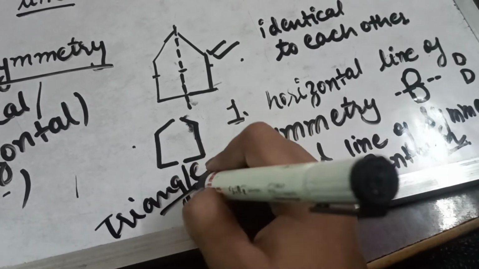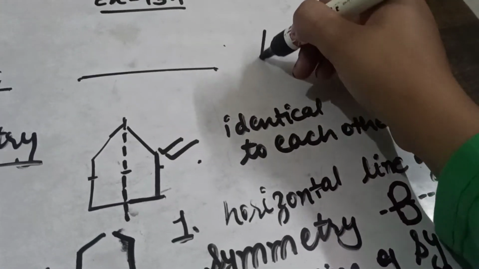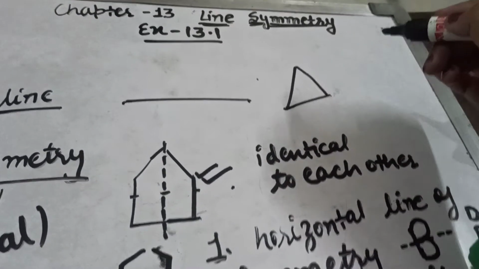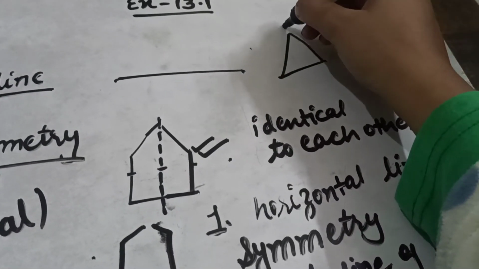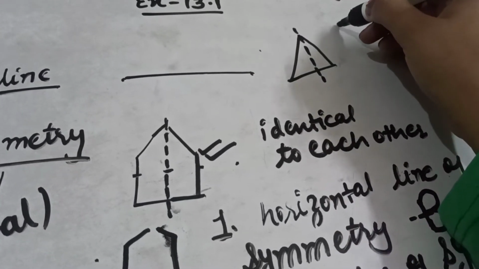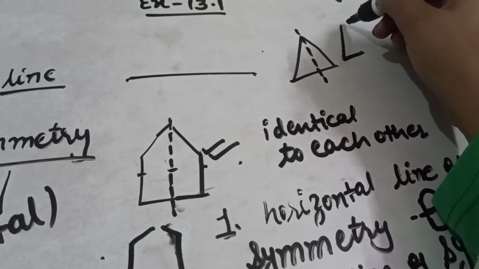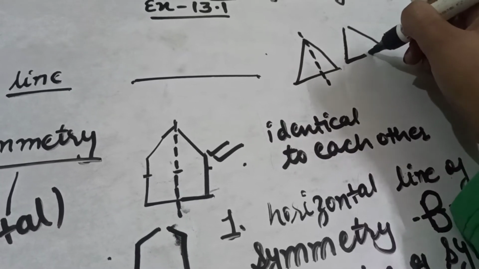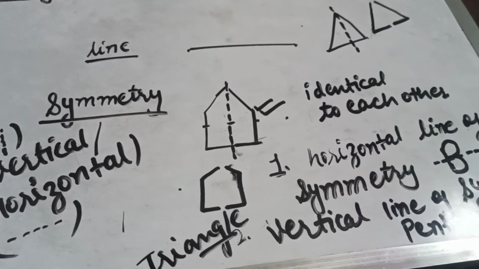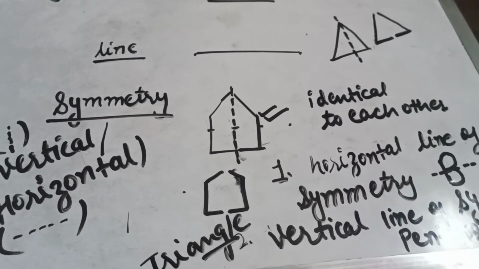How is it possible? See, this is a triangle, vertical. When I draw a line like this, it divides into two parts, right? So this is the best example of vertical line of symmetry.